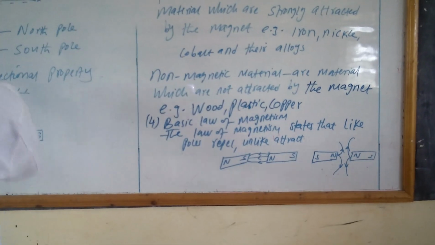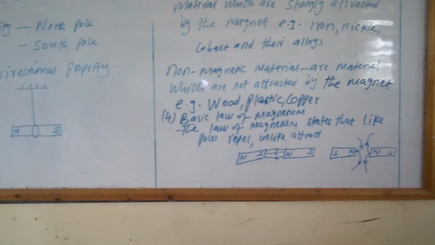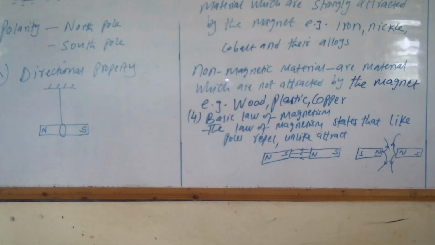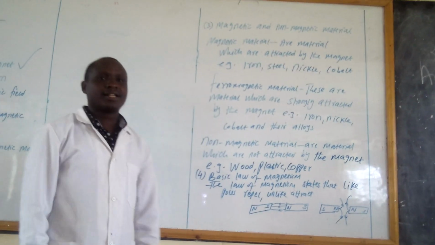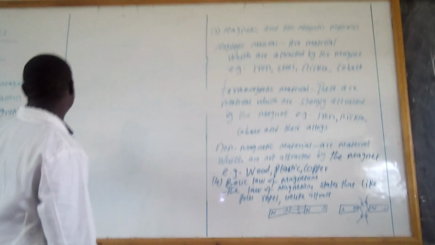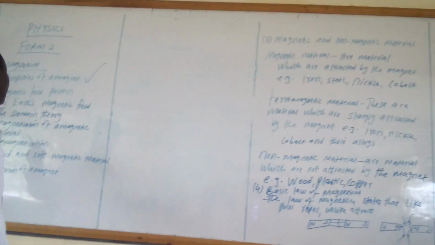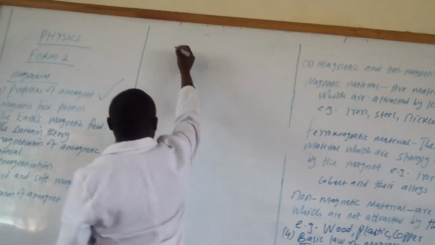So these are the areas which we have in magnetism. We are now through about the first one, which is the properties of a magnet. We are now going to the second one, which is magnetic field pattern.